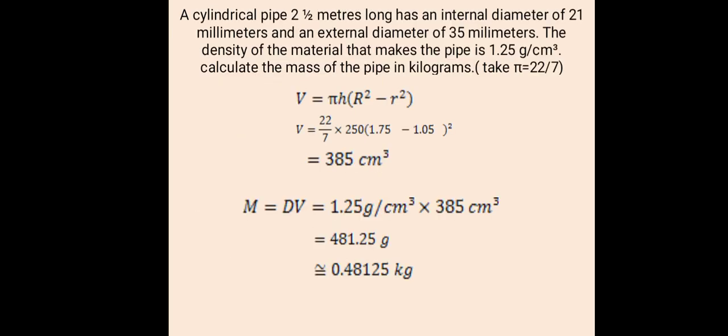A cylindrical pipe 2.5 meters long has an internal diameter of 21 millimeters and an external diameter of 35 millimeters. The density of the material that makes the pipe is 1.2 gram per centimeter cubic. Calculate the mass of the pipe in kilogram. Take pi as 22/7.